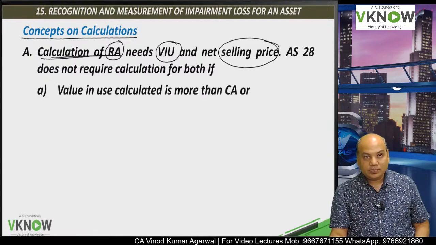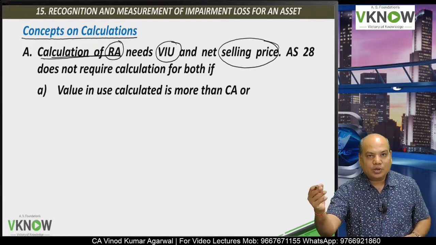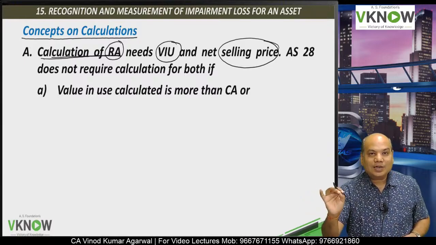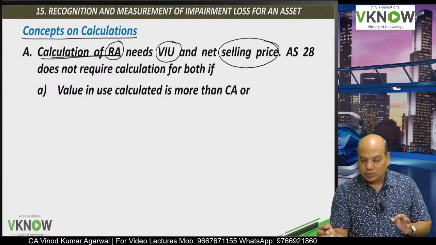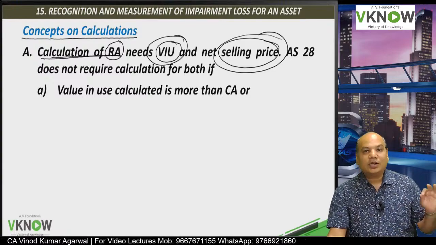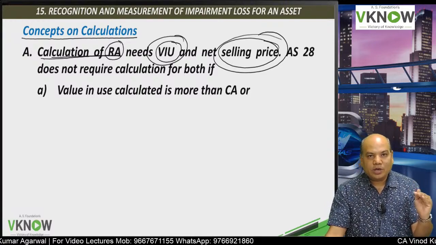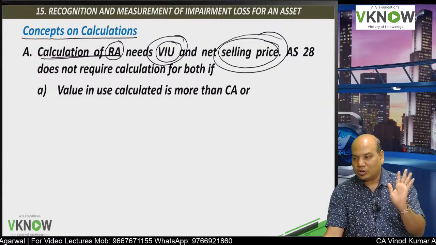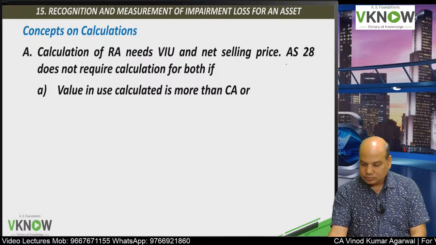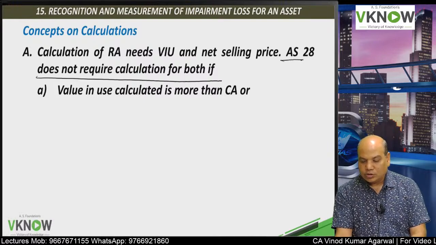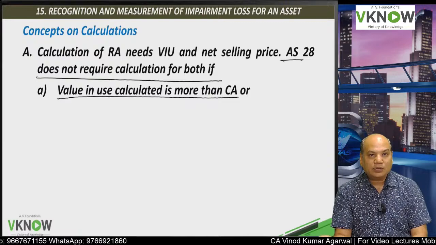Now remember, if value in use is more than carrying amount, don't calculate net selling price. Or if net selling price is more than carrying amount, don't calculate value in use. If one of the two numbers is already higher than carrying amount, no need to calculate the other, because in that case your recoverable amount is more than carrying amount and asset is not impaired. AS 28 does not require calculation of both if value in use calculated is more than carrying amount. Very simple.